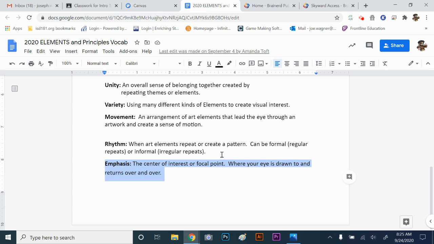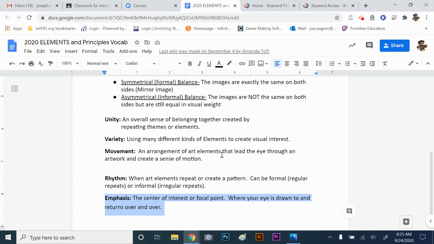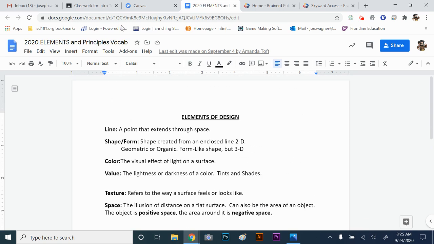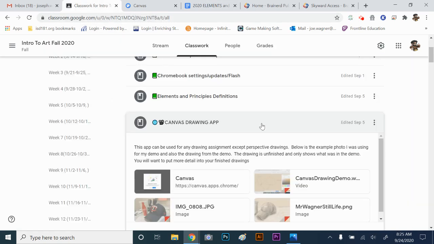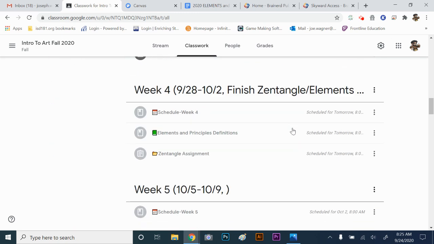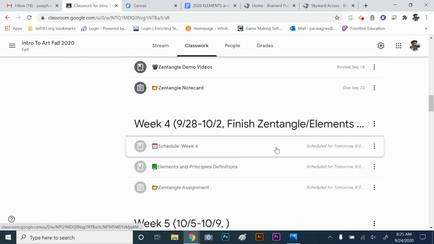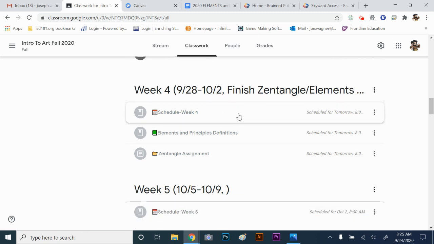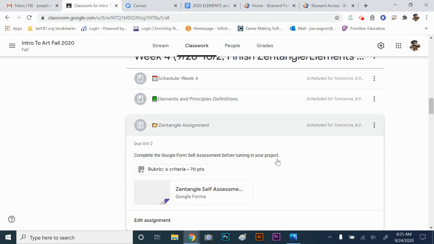Okay, so that's my base explanation of the terms and definitions. Now, I just want to show you really quick what's going to happen. Starting the week that you're watching this video, it should be week 4, I have us looking at the elements and principles and finishing your Zentangle. Whenever you finish a project, you're going to go into the folder here. So it says Zentangle assignment, right?